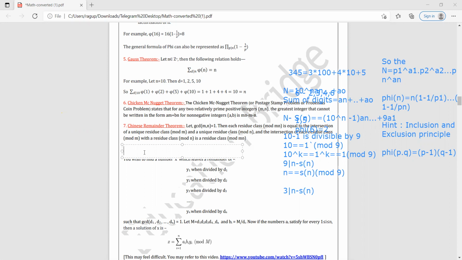So the Chinese remainder theorem is basically used to solve a question. So this is a question right here. The number of chocolates is 354. Let's take a smaller example, 15.